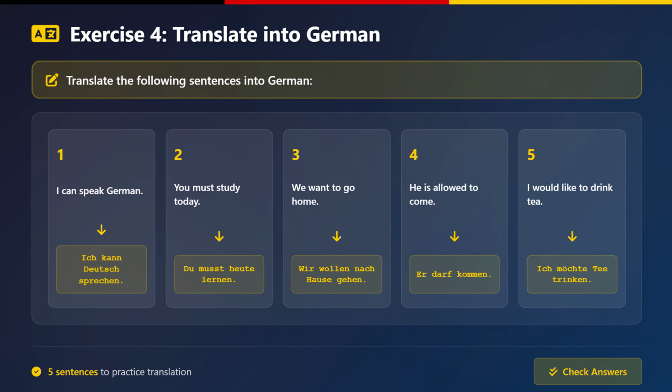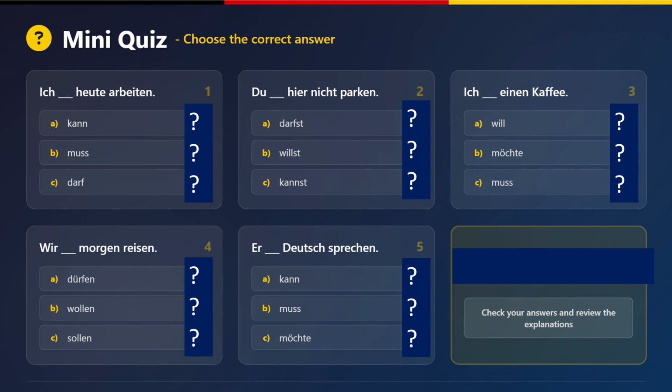This exercise combines meaning, choice of modal, and grammar structure. It is an excellent practice for real conversation and writing. Here is another mini quiz. Choose the correct answer for each sentence. Ich blank heute arbeiten. And the correct answer is muss.